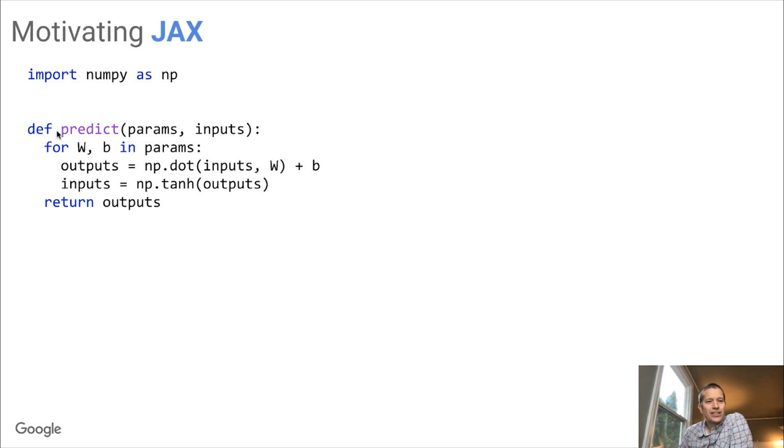So, for example, here's a simple fully connected neural network, and this is the prediction function you might use. There's a list of parameters that consists of a matrix and an offset. You apply those matrix multiplications to your inputs. You do some sort of activation function like a tanh, and then return the results. And now this is the model.